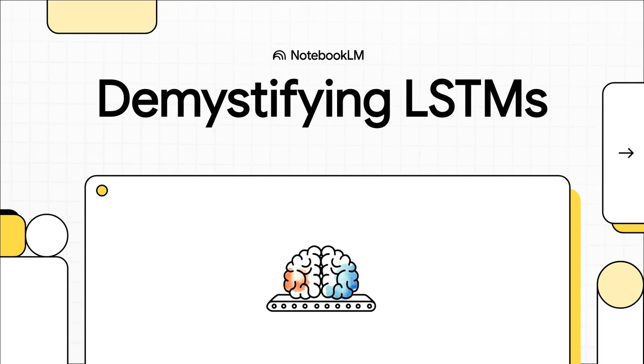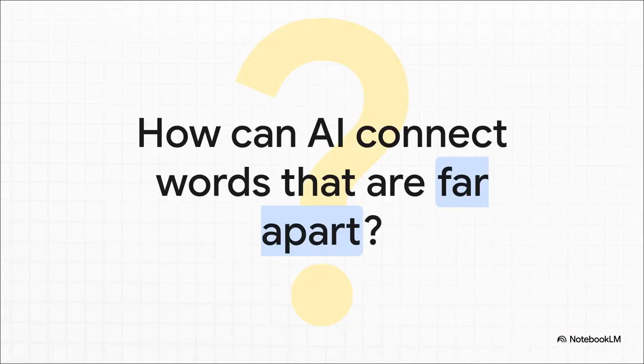Ever wonder how an AI can actually follow a long story or translate a really complex sentence? The magic isn't just about processing words, it's about remembering them. So today, we're going to pull back the curtain and demystify the memory of modern AI. We're diving deep into a special kind of neural network, the long short-term memory network, or as you'll hear it called, the LSTM.